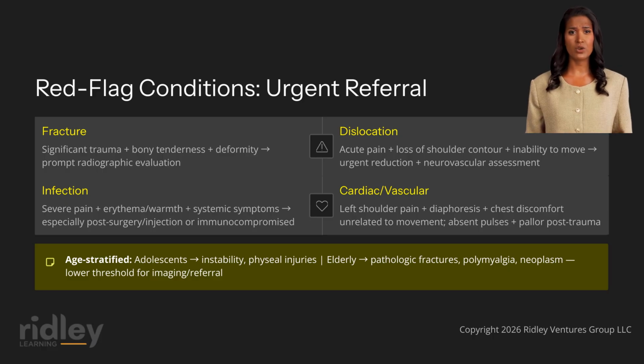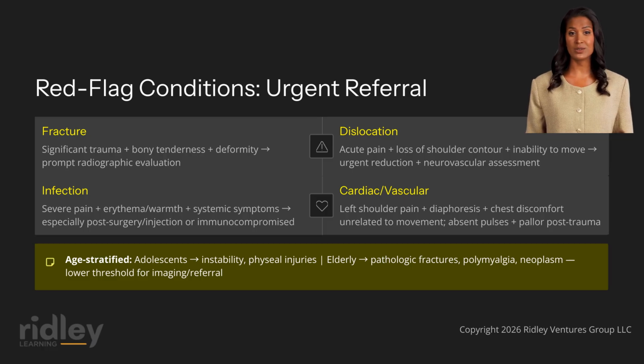Infection is indicated by acute onset of severe pain, marked limitation of motion, erythema, warmth, and systemic symptoms, particularly in immunocompromised patients or those with recent surgery or injection. Malignancy should be considered with persistent, progressive pain unrelieved by rest, unexplained weight loss, and constitutional symptoms. Referred cardiac or visceral pain is suggested by left shoulder pain associated with exertion, diaphoresis, or chest discomfort, unrelated to shoulder movement. Vascular compromise is indicated by absent or diminished pulses, coolness, pallor, and neurologic deficits following trauma.